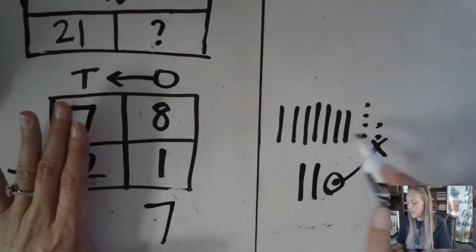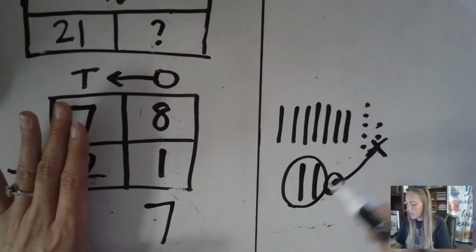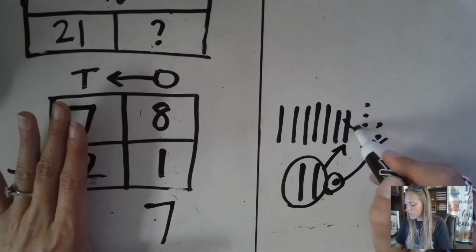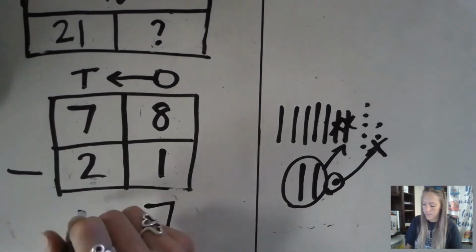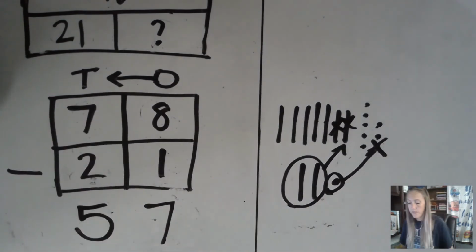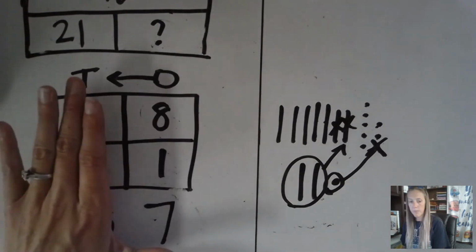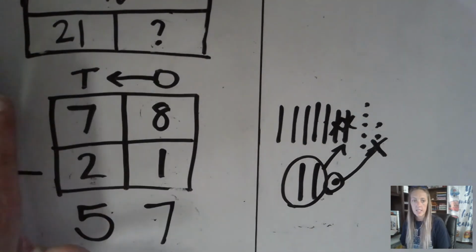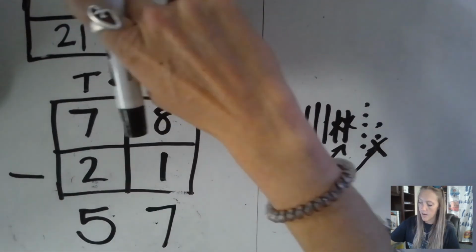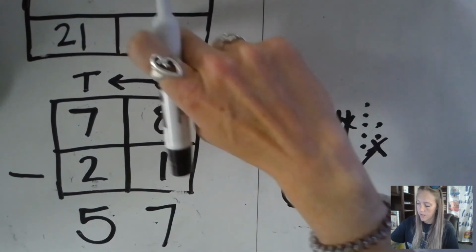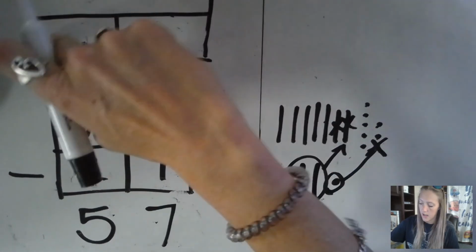Alright, and then 7 tens, I'm taking this amount away from here. So I cross off 1, and then I cross off 2. I have 1, 2, 3, 4, 5 tens left. 57. So 8 minus 1 is 7. 7 minus 2 is 5. 57. Let's do one more subtraction, actually, because I may have confused you by talking too fast and confusing myself.